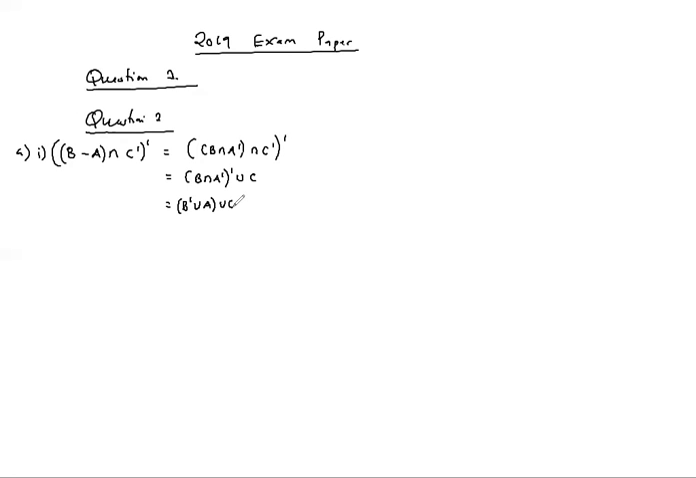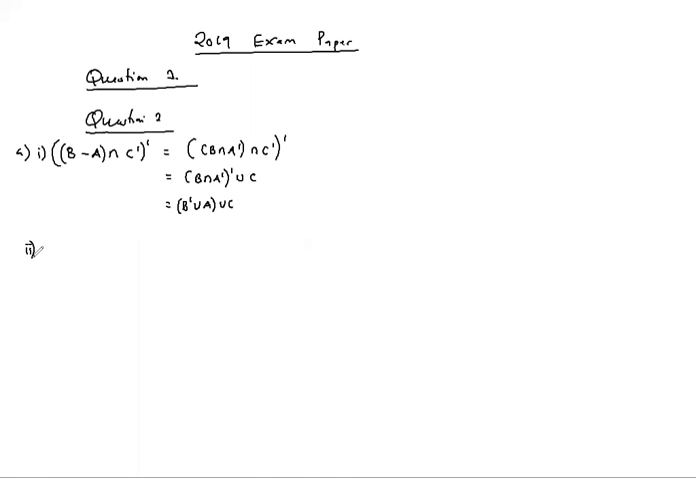So can you simplify further? No, because we have different sets there. So you follow the steps: first the minus, then the complement outside, and then the complement again outside the brackets. Then you're done.